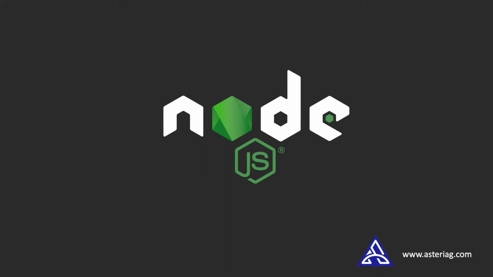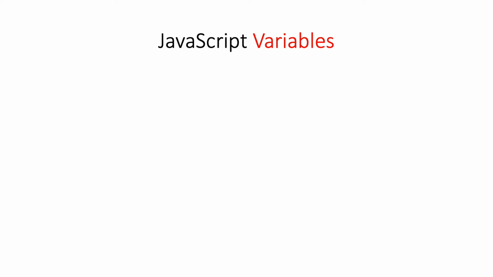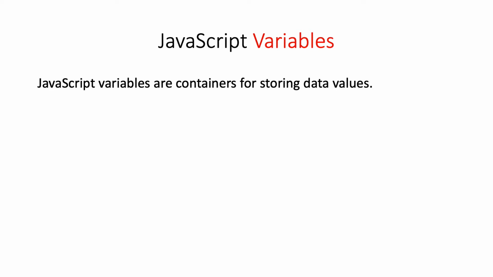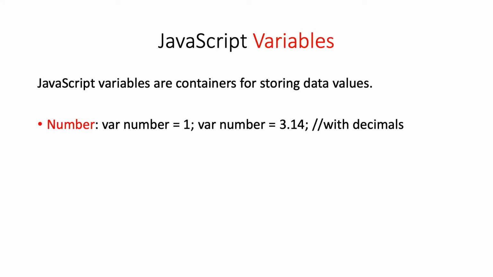In this lecture, we are going to cover JavaScript variables. JavaScript variables are containers for storing data values. To declare a variable, you need to specify a variable name and its value. First type of variables, it's number.